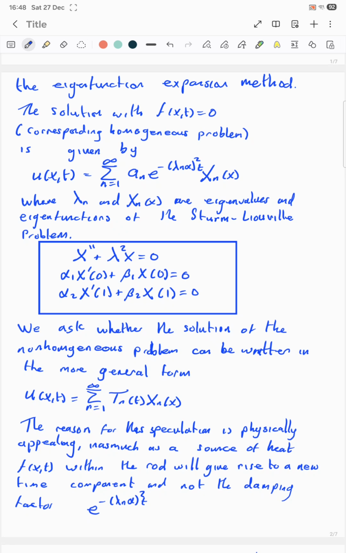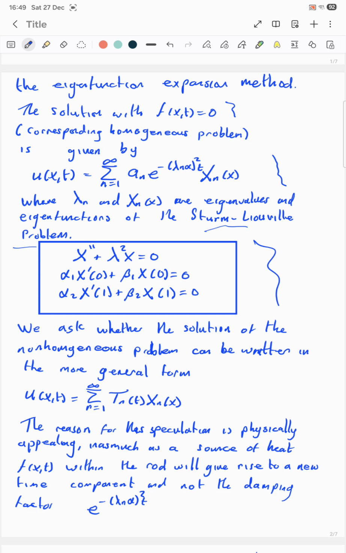The solutions with f of x at t equals 0, the corresponding homogeneous problem is given by here, where lambda n and X n of x are eigenvalues and eigenfunctions of the Sturm-Liouville problem. I believe I've gone through this before in a differential equations video. These are pretty straightforward to solve, and we have solutions for all of these.